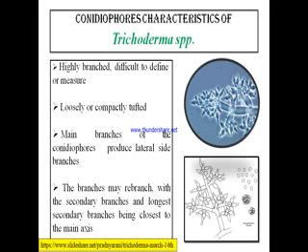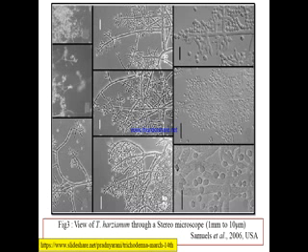Now, their conidiophores are highly branched, as you can see here. There are so many branches. They are generally loosely tufted or maybe compact tufted. The main branch of the conidiophore produces lateral side branches. The branches may rebranch with secondary branches, the longest secondary branches being close to the main axis. This is the stereomicroscopic view of a Trichoderma harzianum.